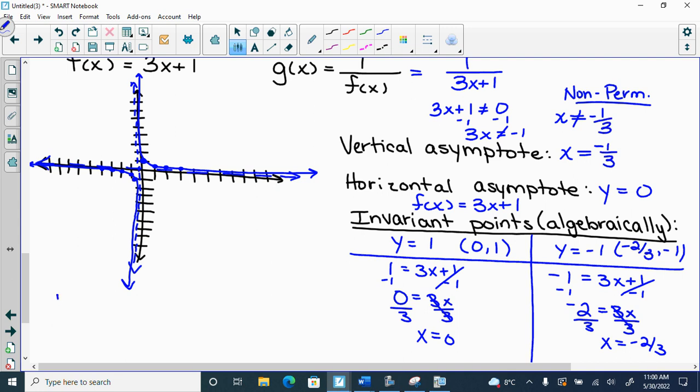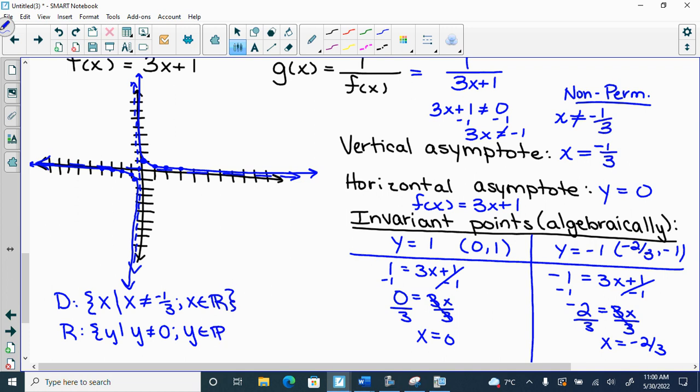So how do we write that? So for our domain, we're going to go squiggly bracket because it means the set of x values such that x can't equal negative 1/3. And then this means but x is an element of the reals. So that means x is everything else. So x can't equal negative 1/3 is the first thing we state, but x is everything else. That's what x element of R means. Our range is going to be y such that y can't equal 0, but y can equal everything else. Y is an element of the reals.